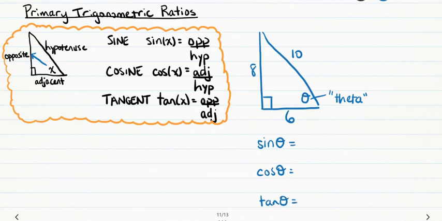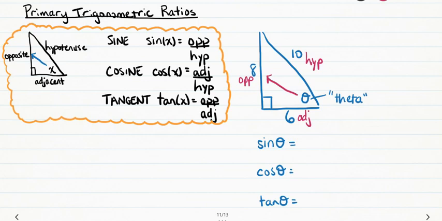Okay. Now, in order to list those ratios, we need to first know which side is the opposite, adjacent, and hypotenuse. So on our picture here, we're going to label those. So the hypotenuse is always opposite the 90-degree angle. So the 10 is the hypotenuse here. The opposite side is opposite to our reference angle. So that's the side length of 8 units here. And the third side that's left is the adjacent.